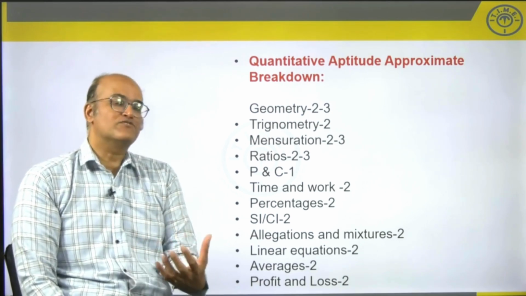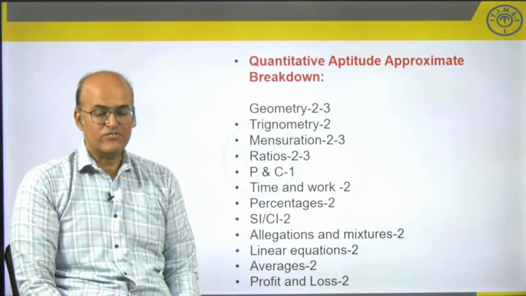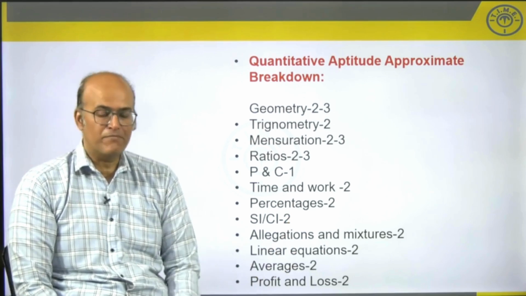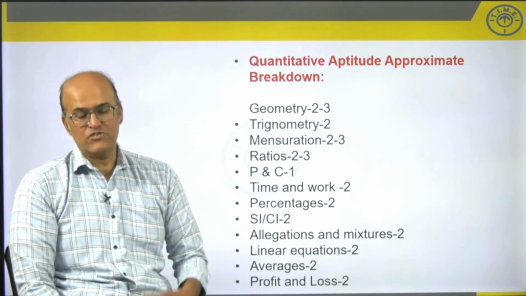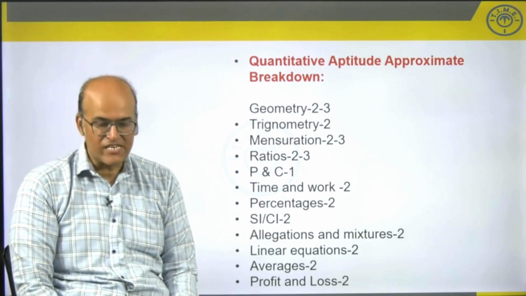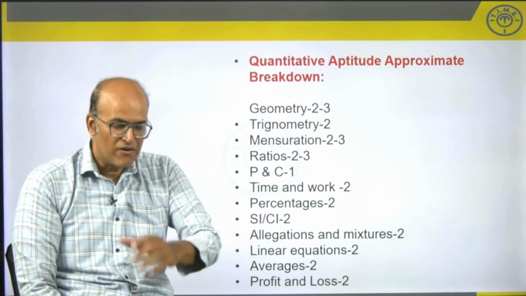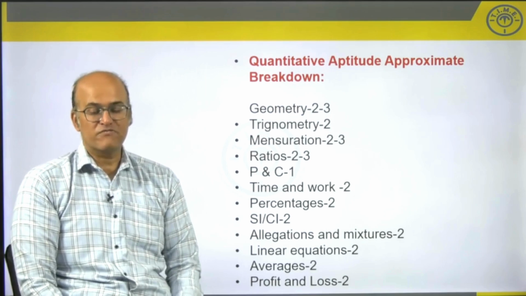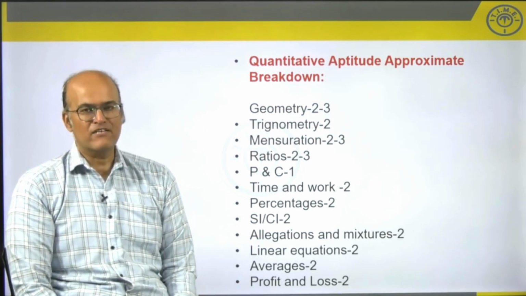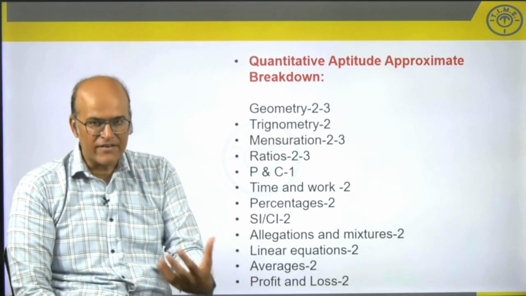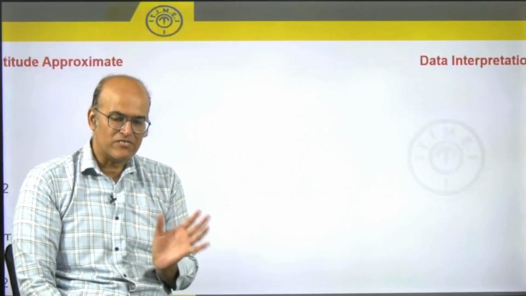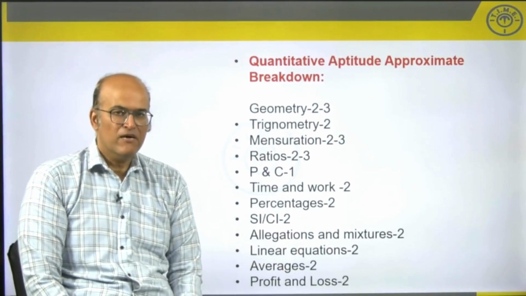A permutation and combination question was there, and a couple of questions each based on time and work, percentages, allegation, mixtures, simple interest, compound interest, linear equations, averages, and profit and loss. Some of these questions were time consuming. For instance, there was a question in geometry where a student really had to ponder over it and spend a considerable amount of time to get the answer. The rest of the questions can be classified as miscellaneous.